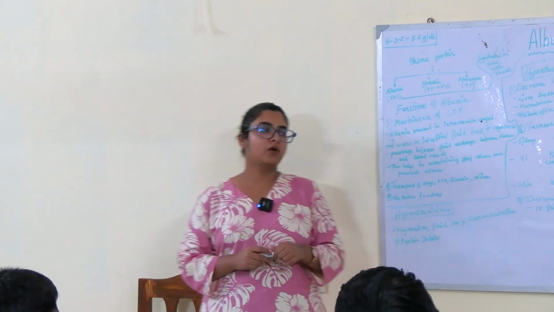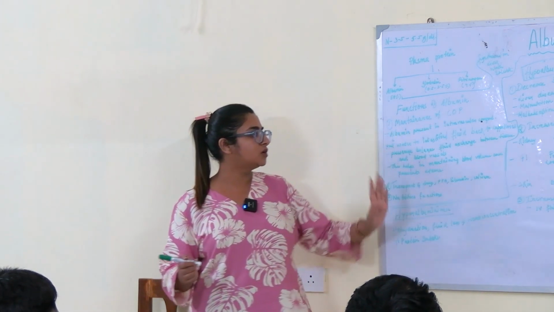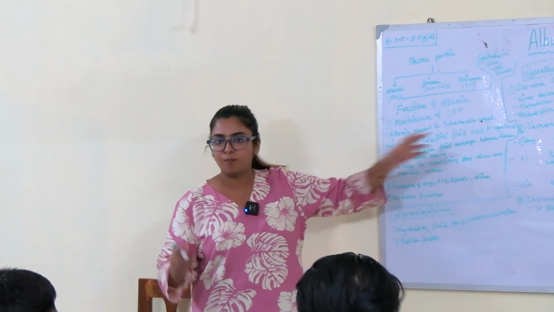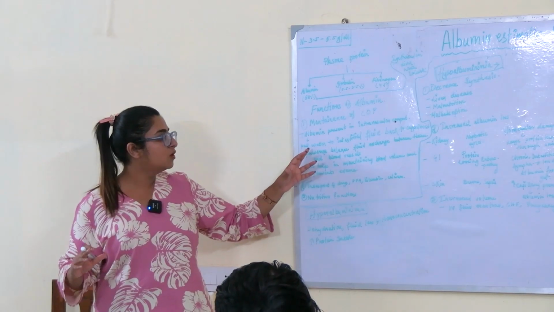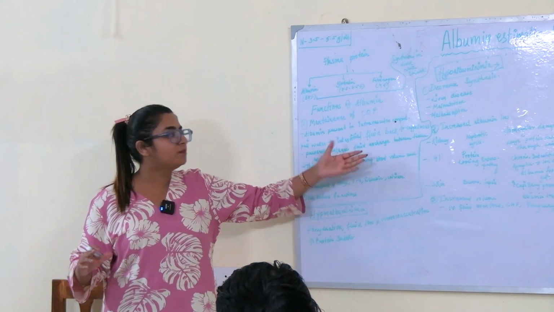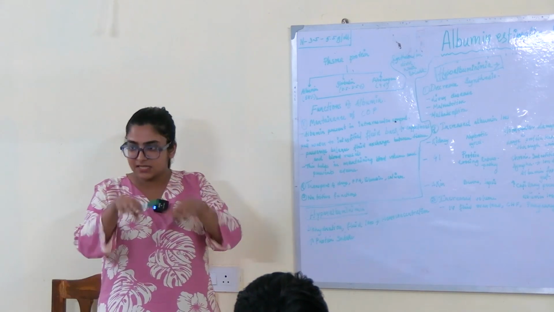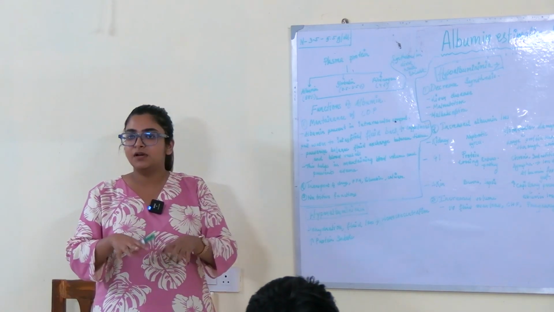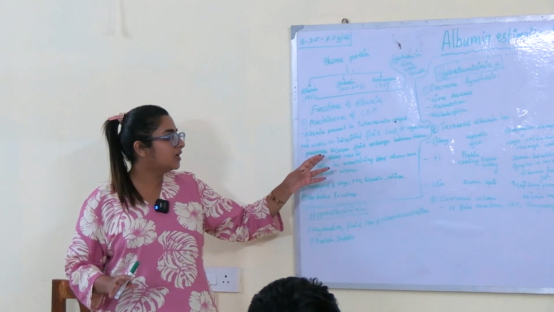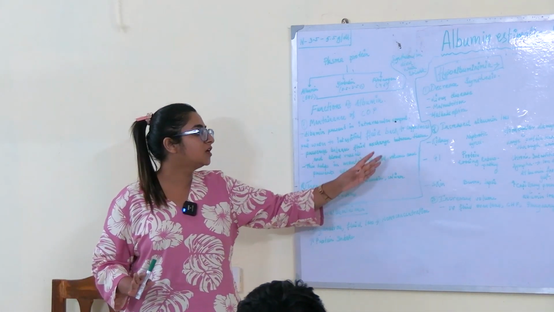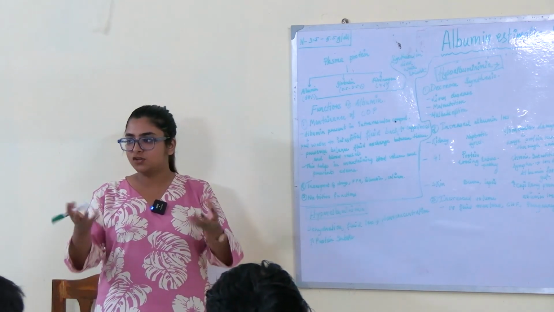How does albumin do this? I've written here also: maintenance of the capillary osmotic pressure. Albumin is present in the intravascular compartment, the capillary compartment. What does it do? It pulls water from the interstitial fluid back into the capillaries. Because it is bigger in size, it cannot escape the capillaries. It sits inside the capillaries and pulls water into them. It preserves the fluid balance exchange between the tissue and the blood vessels. Thus, it maintains the osmotic pressure by drawing fluids.